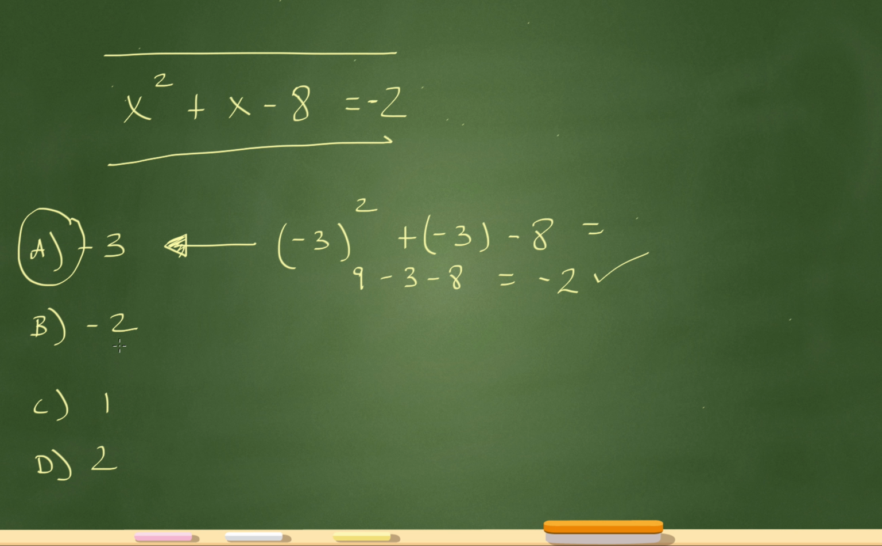I'm not going to do anything else because this is the lowest possible value of x out of these answer choices, and it worked out. So that's it. My answer is A. Now, keep this in mind too. The proper way of doing this problem is factoring it out.